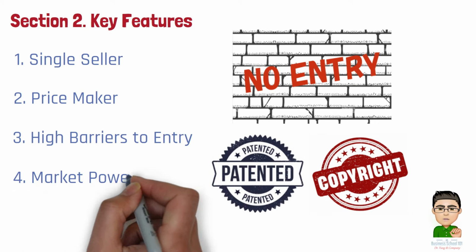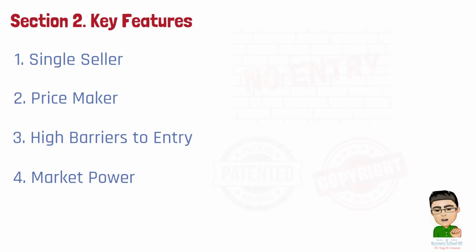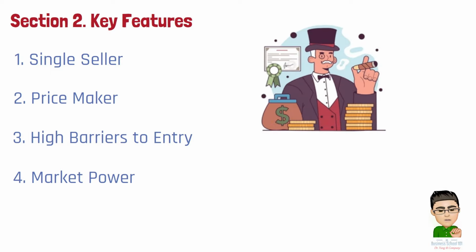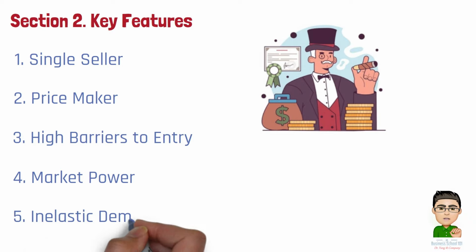Number 4. Market power. A monopolist has considerable market power, which is the ability to influence market conditions, set prices, and affect output levels. This power can lead to the monopolist extracting economic rents or supernormal profits at the expense of consumers.